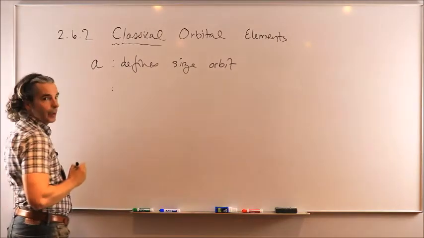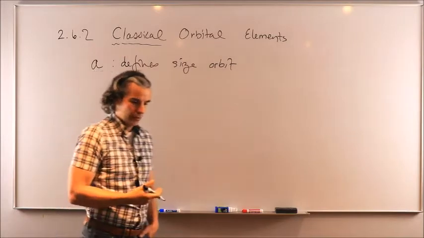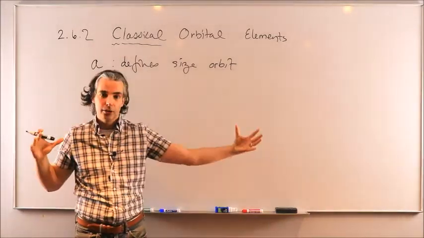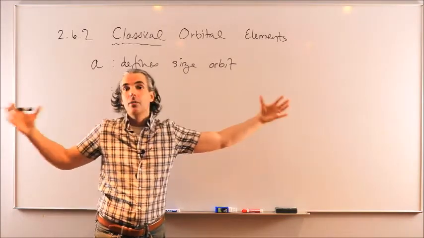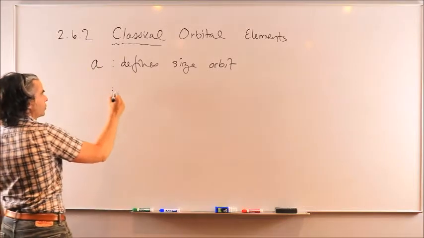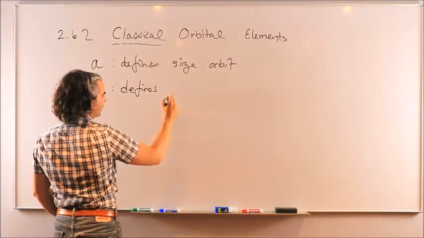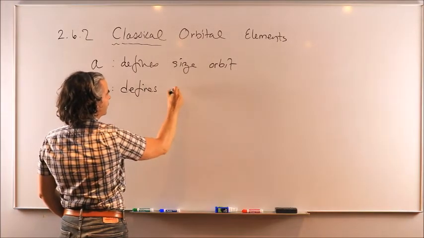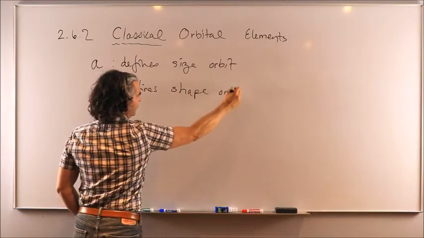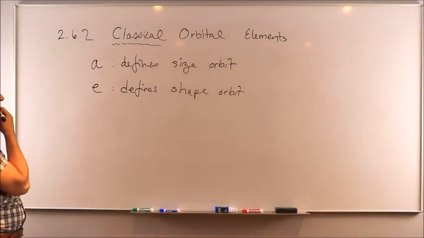There's also the shape of the orbit. Are we talking about a circular orbit? Are we talking about a slightly elliptical orbit or a highly elliptical orbit? Or even a parabolic orbit, which is open-ended, or a hyperbolic orbit? All of those shapes are defined by the eccentricity, which defines the shape of the orbit. Okay, this is E.